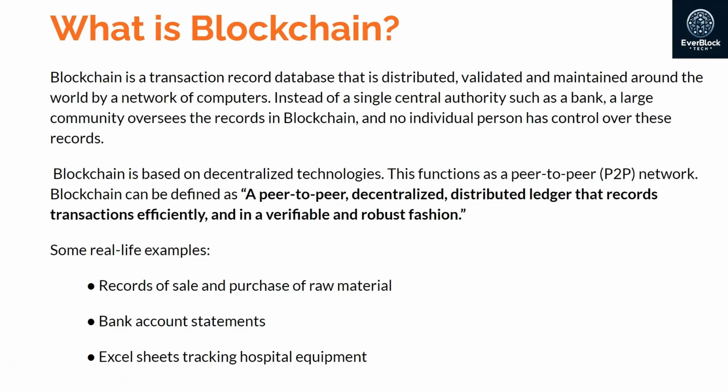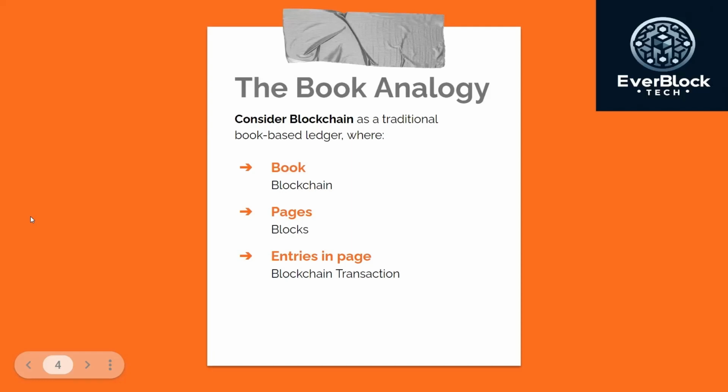robust fashion. So some real-life examples would be records of sale and purchase of raw material, bank account statements, or some Excel sheets tracking hospital equipment, right? So imagine a traditional book-based ledger. Now think of blockchain as the book, right? The entire blockchain is the book. So in this digital version, the book is the entire blockchain. The pages are blocks in the blockchain, right? And entries on a page are transactions recorded in these blocks, all right?